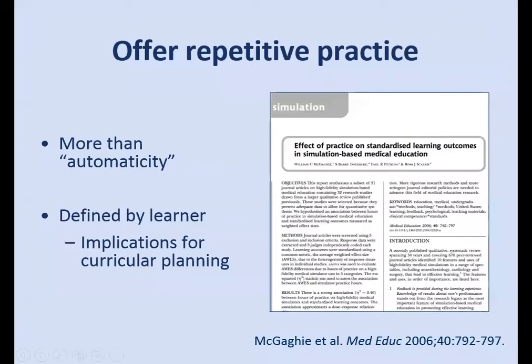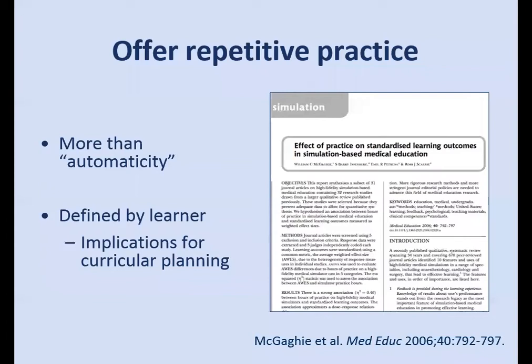Things like off-hours access to the simulation center. And so there are logistical challenges, but some research has shown that these can be overcome and that it is doable to have a learner-centric approach to how much practice.